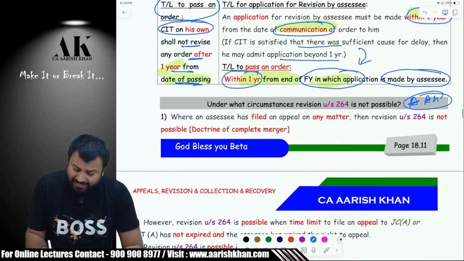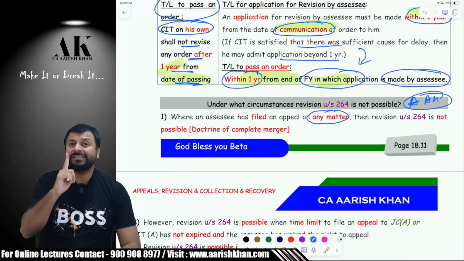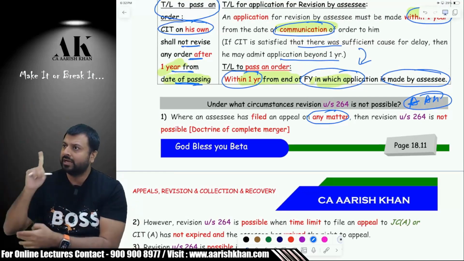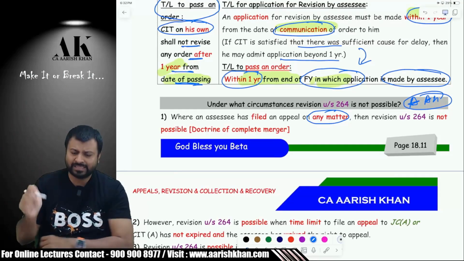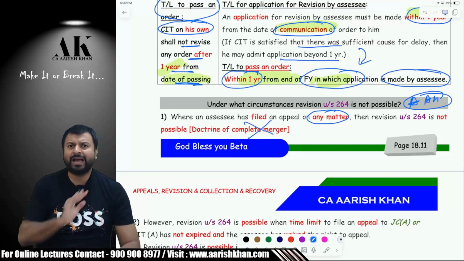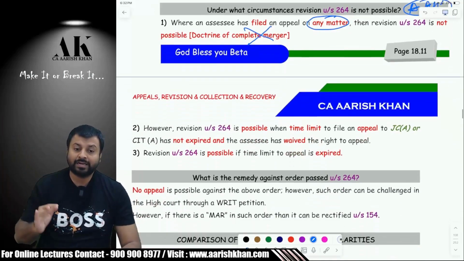First, if you file an appeal on any matter, even on a single matter, say there are 10 items in the AO's order, even if one matter is appealed by the assessee, then the doctrine of complete merger will apply. You cannot go for revision for the remaining 9 items also.